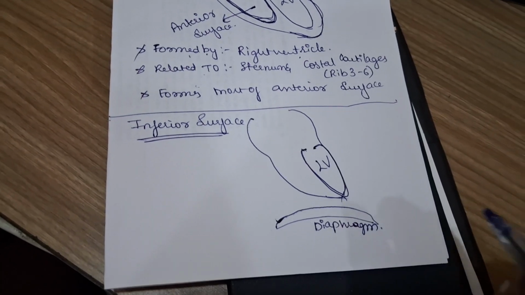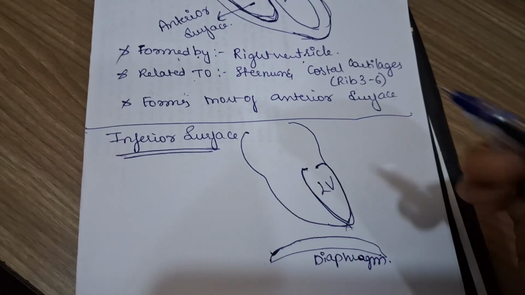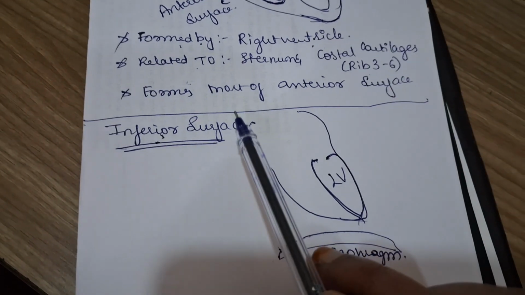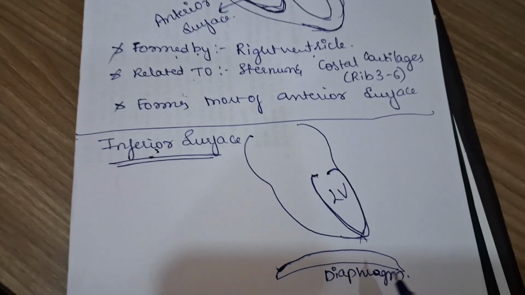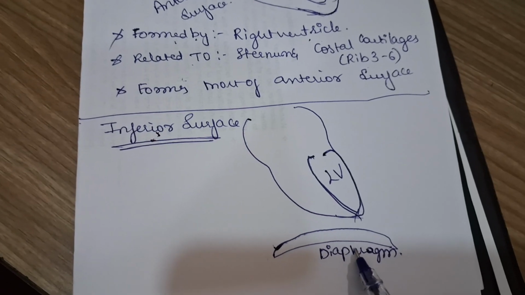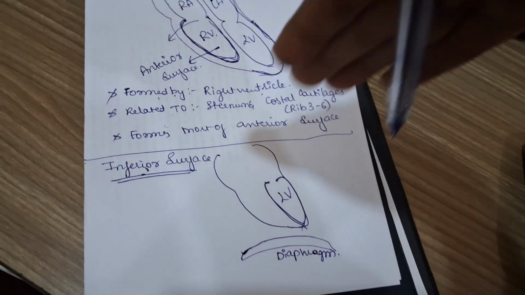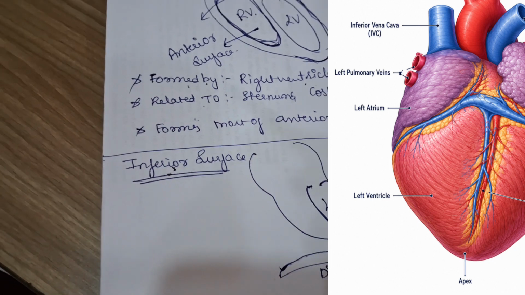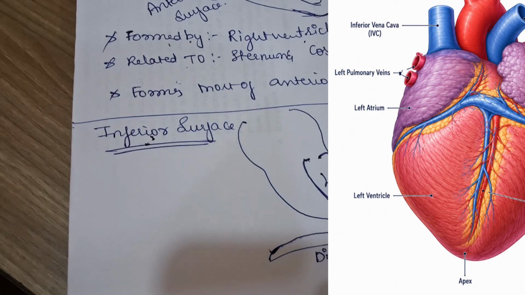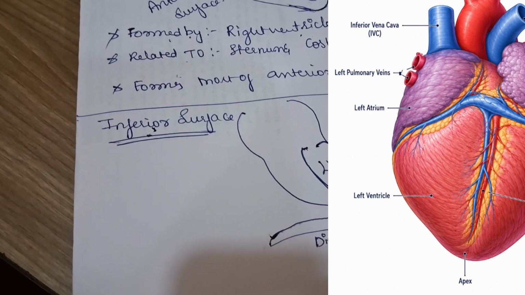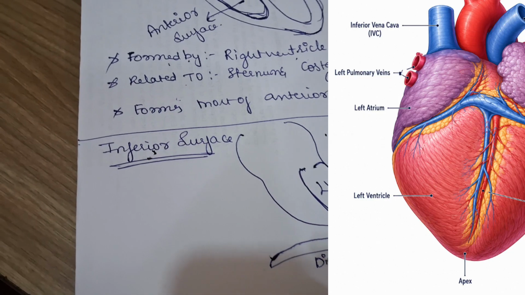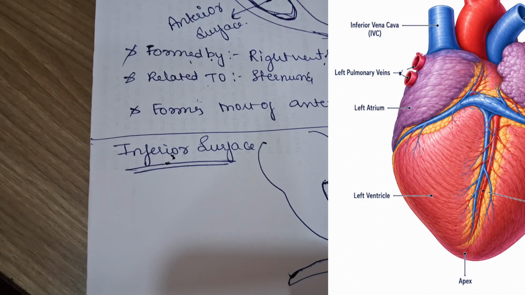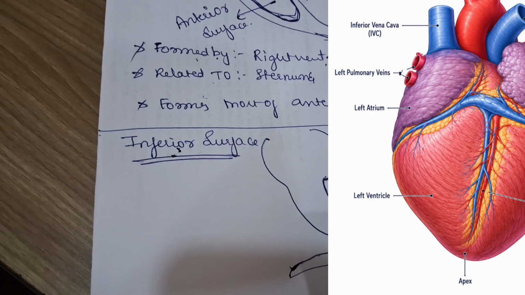Okay, let's move towards the inferior surface. Inferior surface means, you all know the heart rests on the diaphragm. Inferior means downwards. So the heart rests on the diaphragm, you all know. So the inferior surface is mostly formed by the left ventricle.